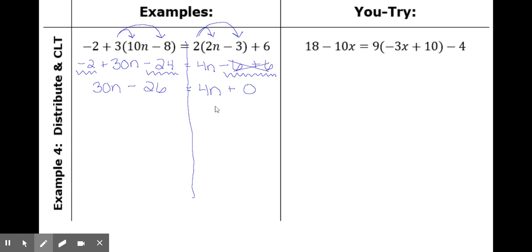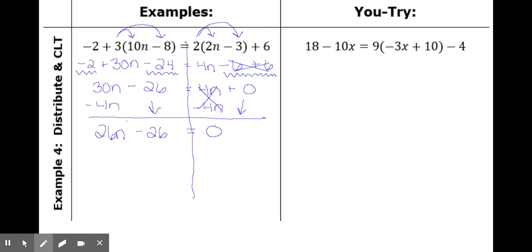Time to solve. So let's move the n over to the other side of the equation. The opposite of a positive 4n is to make it a negative, so subtract 4n from both sides. 30n minus 4n is 26n. I drop down the negative 26 equals, and then on the right-hand side, since my n's canceled, I have to drop down that 0. So if you did not put it in this step up here, that's okay. But just remember that because nothing's there, now at this point, you have to have that 0.